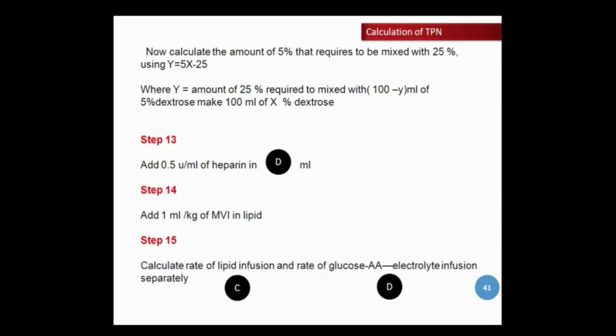Now, it may be so that the percentage of the dextrose that we require may be more than 10%, or it may be even 8% or 9%. That may be difficult to be provided using a standard 5% or a 10% solution. So we require another formula. The formula we use is made by using 5% and 25% dextrose. Using a formula y equals 5x minus 25, where y is the amount of 25% dextrose required to be mixed with 100 minus y ml of 5% dextrose to make 100 ml of x% dextrose.